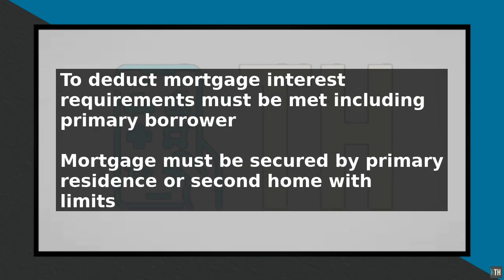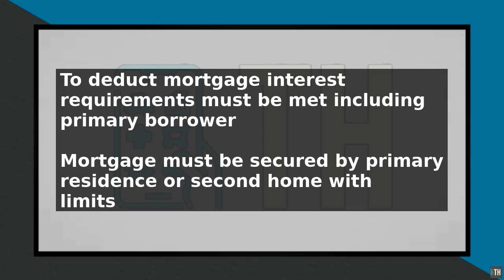To deduct mortgage interest, you must meet certain requirements. You must be the primary borrower on the mortgage, and the mortgage must be secured by your primary residence or a second home. You can deduct interest on up to 2 homes, with a total mortgage balance of up to $1 million. Now, let's walk through the process of deducting mortgage interest using TurboTax.